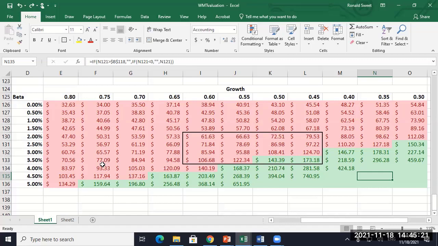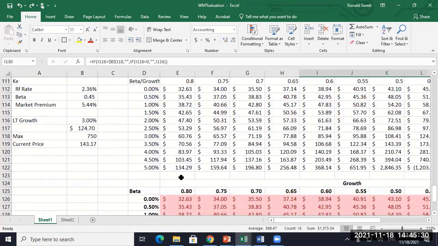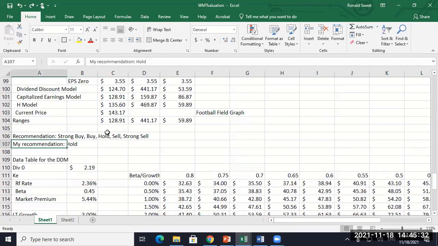So your final purpose is buy, sell, hold, strong buy. So this might be a sell or a hold. When I did this approach, you can see up here, I was more of a hold, just depending on what assumptions you use.